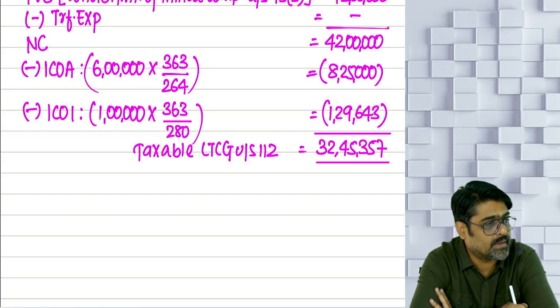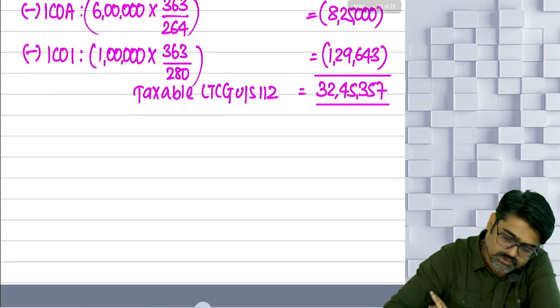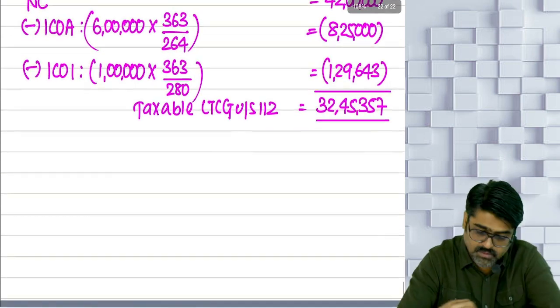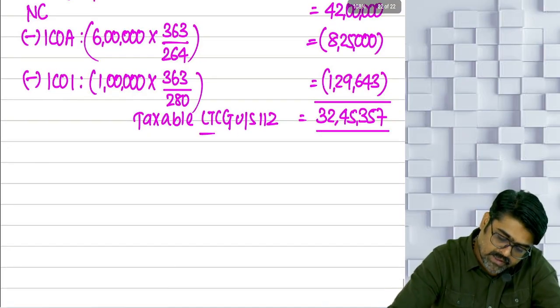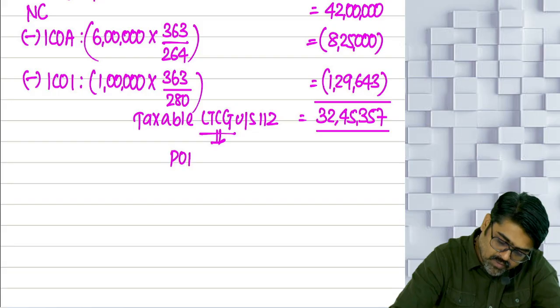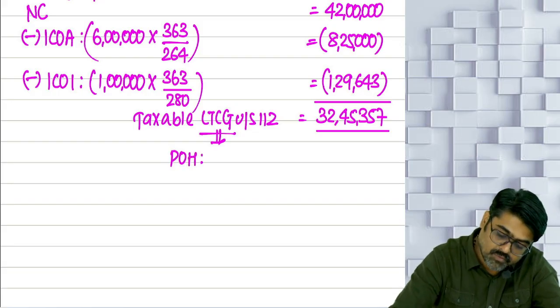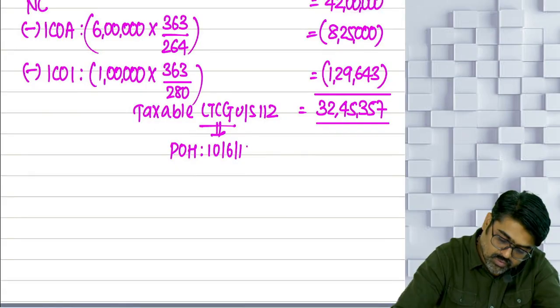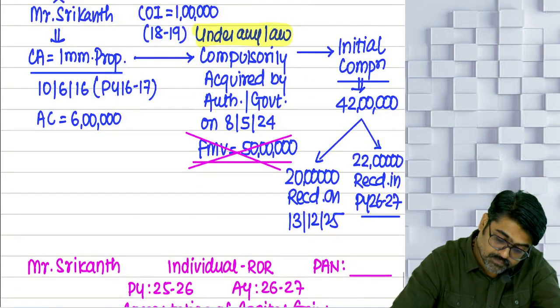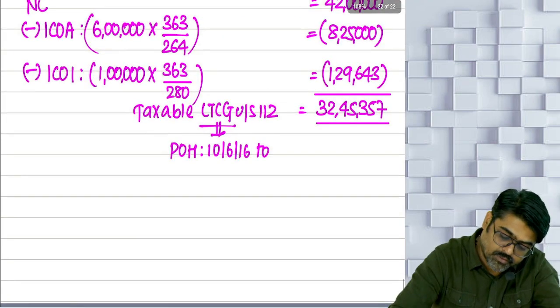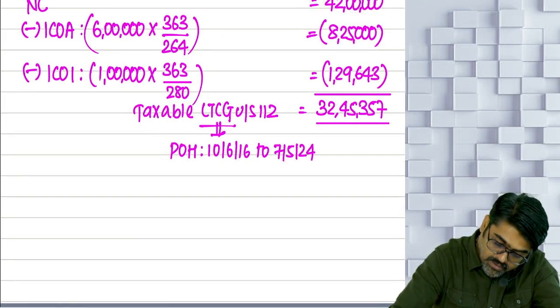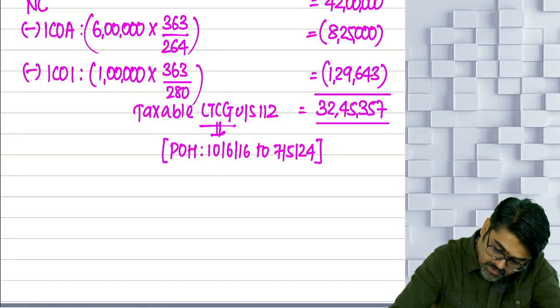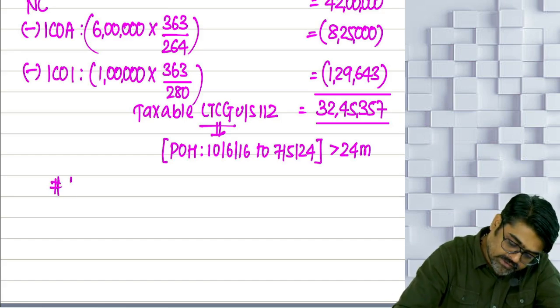Tell me one thing. If the same question, I change a little bit, you are again going to do the same calculation. Why are you taking this long-term capital gain? Because the period of holding was from 10th June 2016 to 8th May 2024, meaning 7th May 2024. This entire period of holding is more than 24 months. And you have taken the indexation also.